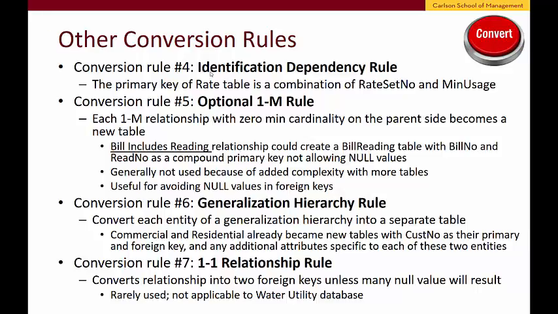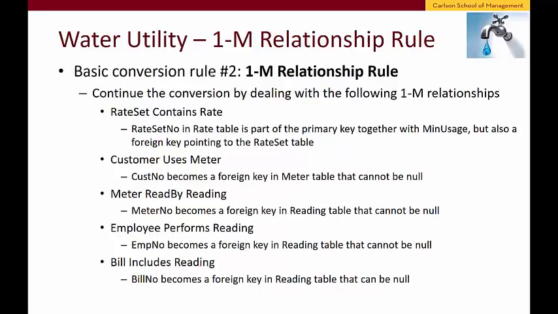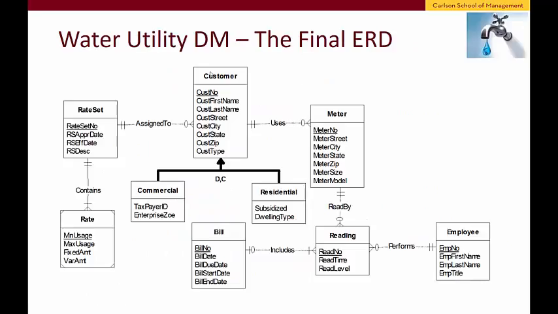Conversion rule number 5 states that each one-to-many relationship with 0 minimum cardinality on the parent side. That is the bill includes reading, where the bill is not required. It's optional for this relationship.